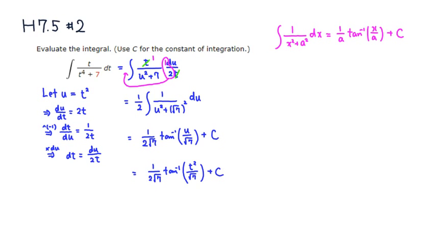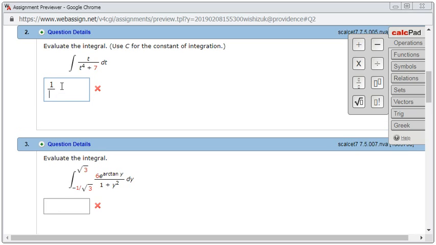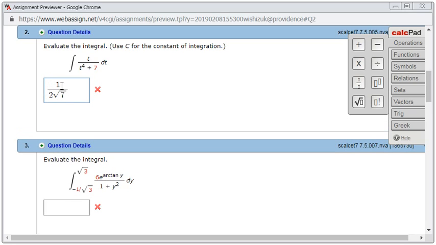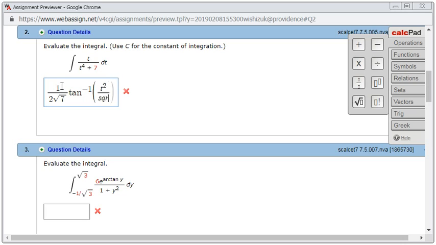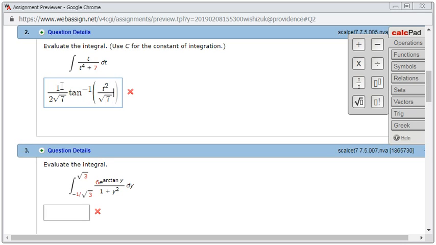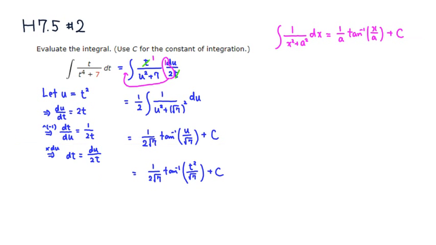Alright, let's type it in. What we got was 1 over 2 square root of 7 and arctangent of t squared over square root of 7 plus some constant c. Alright, let's check the answer. I came back and it looks like we got this one correctly. Alright, that's it. I hope that this was clear.